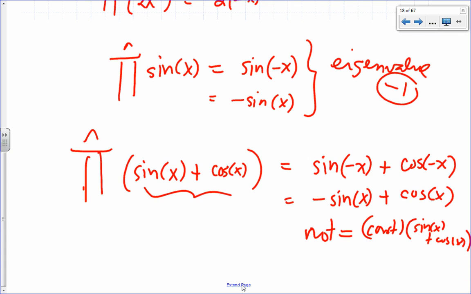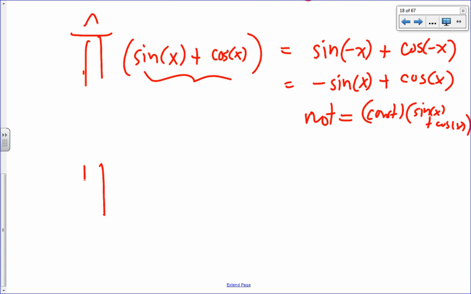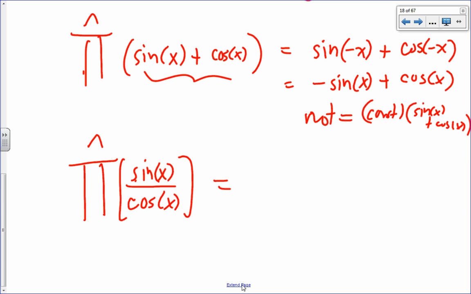What about this one? Pi operating on sine x over cosine x. Is sine x over cosine x, which is really tangent x, an eigenfunction? Yes, because this is going to be equal to negative sine x over cosine x, right? So tangent x is an odd function. An odd function divided by an even function is still an odd function.